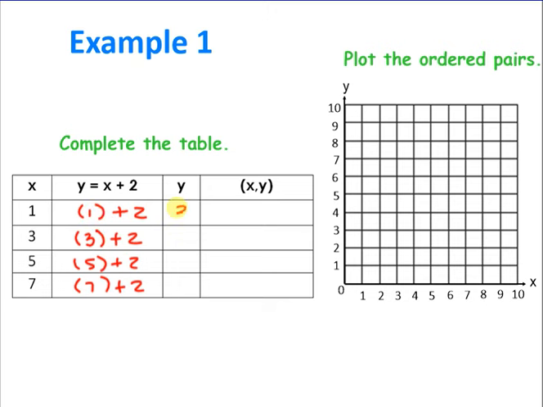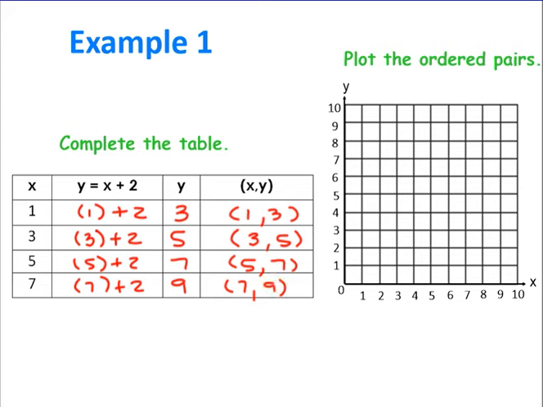So 1 plus 2 is 3. 3 plus 2 is 5, 5 plus 2 is 7, and 7 plus 2 is 9. Now, our x is 1, and our y is 3. And make sure that you put your ordered pairs in parentheses with a comma separating them. Our x is 3, and our y is 5. Next one, our x is 5, and our y is 7. Next one, our x is 7, and our y is 9.